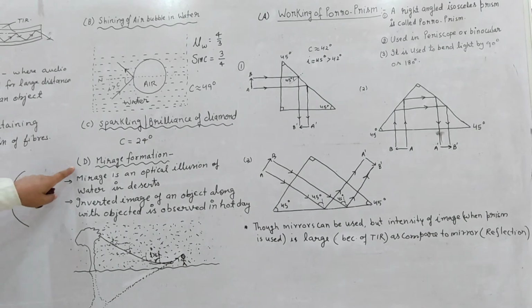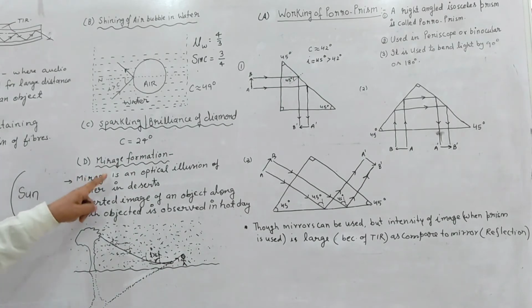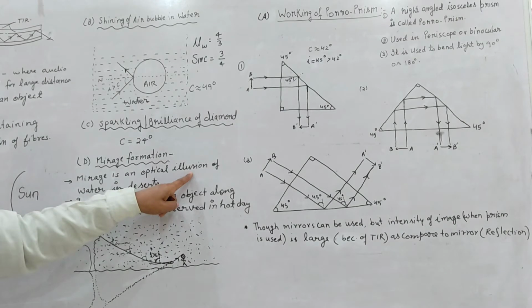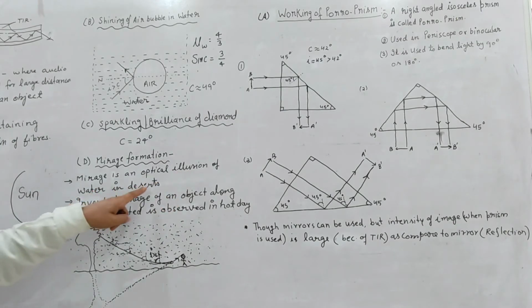Then the fourth use is mirage formation, and looming. A mirage is an optical illusion of water in deserts.